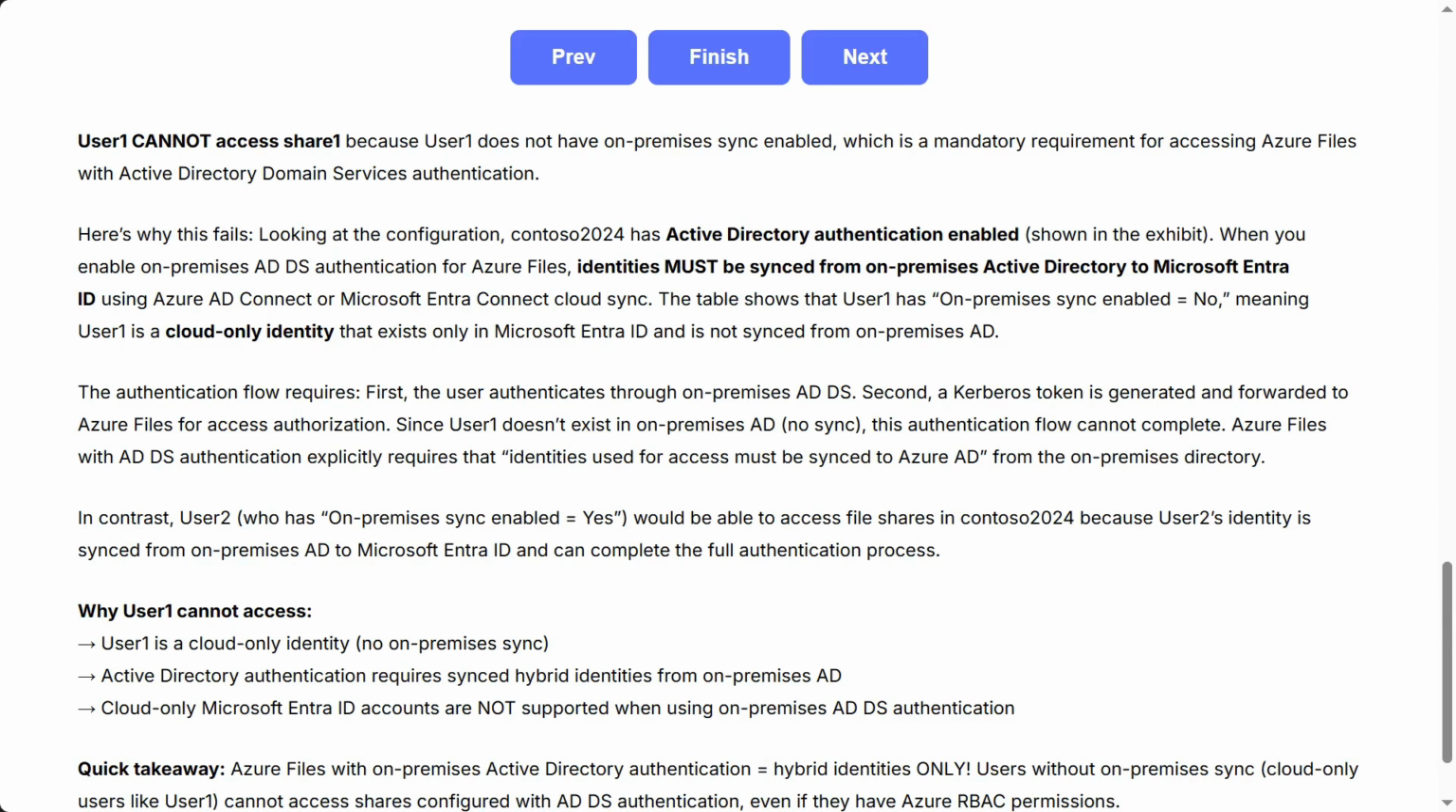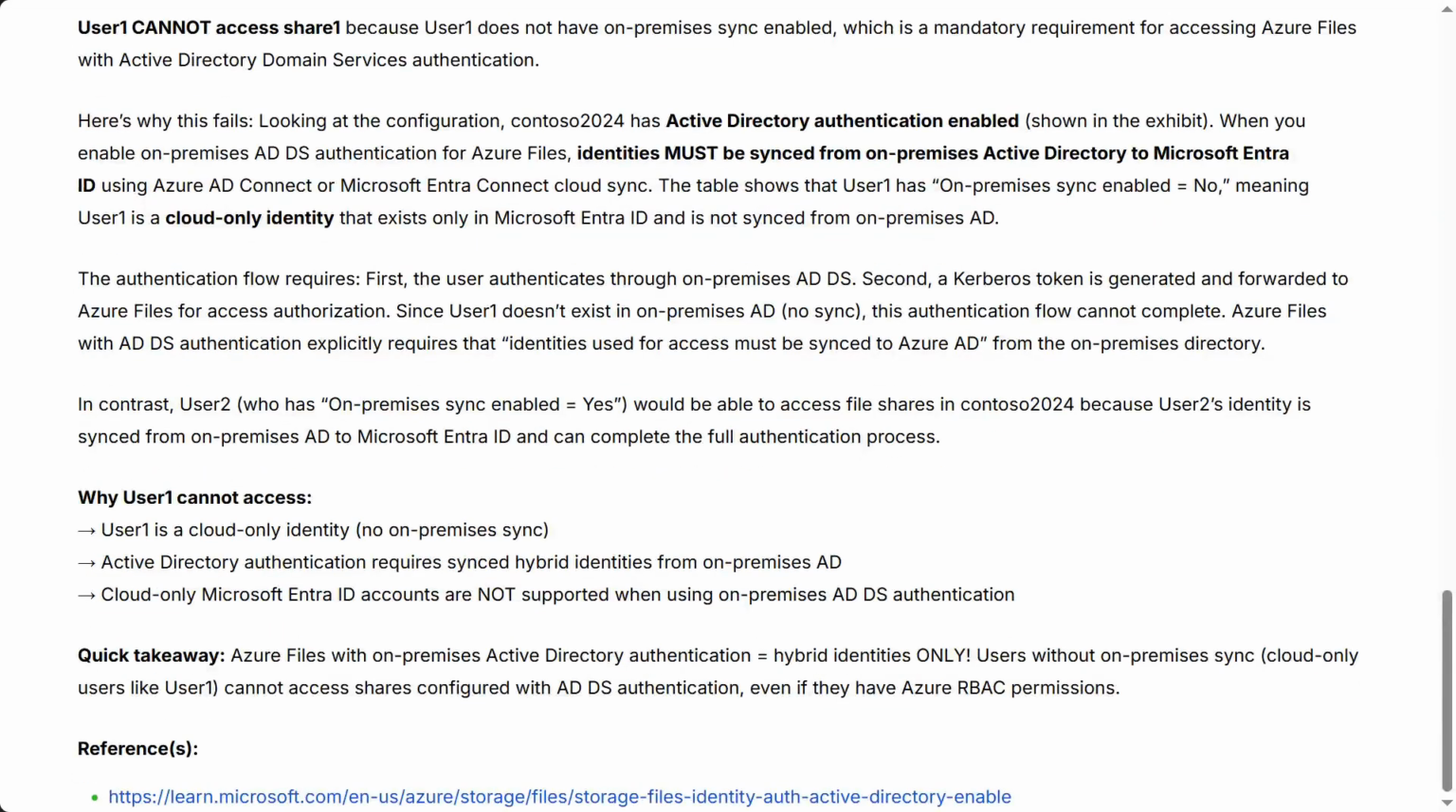on-premises directory. In contrast, user 2, who has on-premises sync enabled equals yes, would be able to access file shares in Contoso 2024 because user 2's identity is synced from on-premises AD to Microsoft Entra ID and can complete the full authentication process. Why user 1 cannot access?